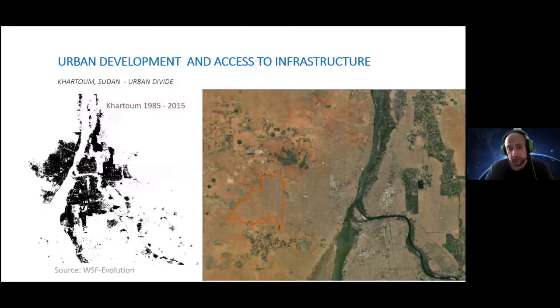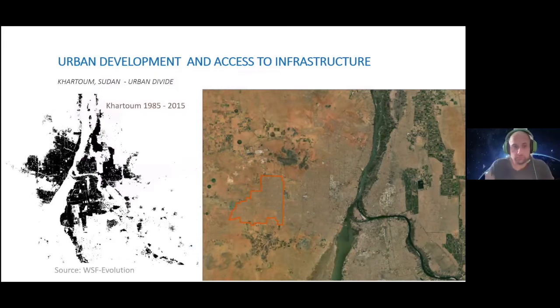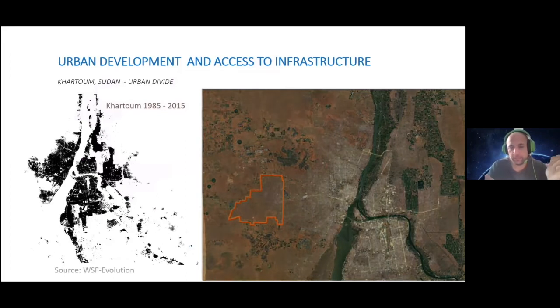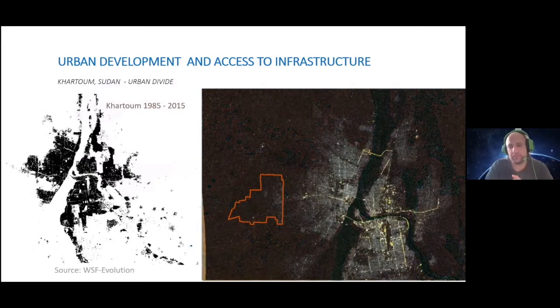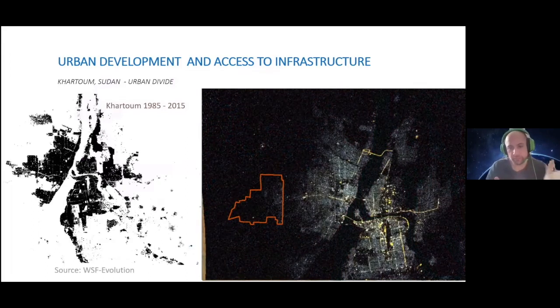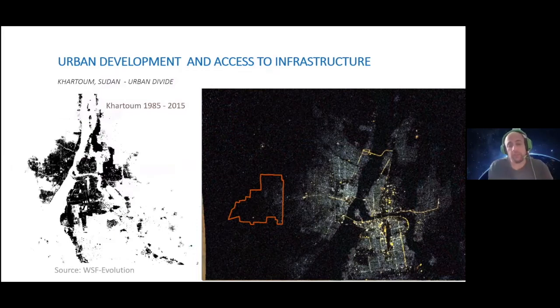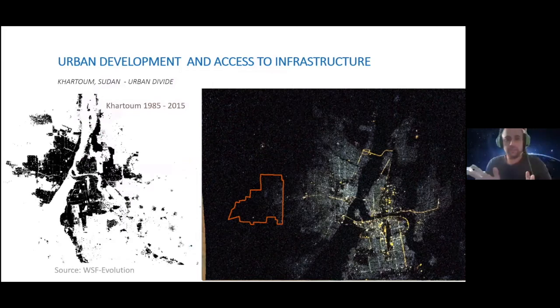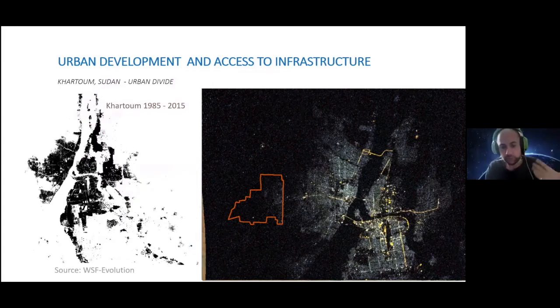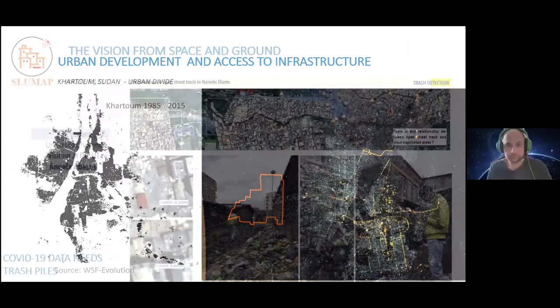And these tasks are very helpful. For example, here we see the urban divide in Khartoum in Sudan within 30 years, how the urban growth is limiting the accessibility. A big part of the city is expanding on the left, but the accessibility center is on the right. So we can see this urban divide and we can measure it quite efficiently.